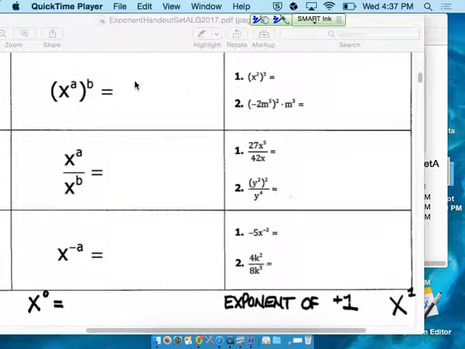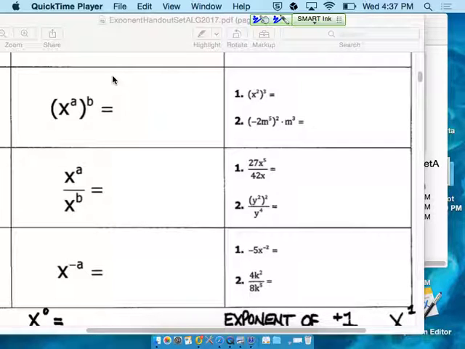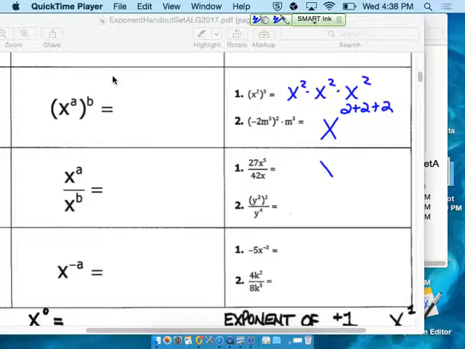So here's my example, and I'll show you why it works. This is x squared raised to the third. So this is really x squared times x squared times x squared, 3 times. Because remember, the exponent tells you how many times you're going to multiply that base times itself. If I present this written out in this manner, then it's easy to see that I would write the base one time, and then I would use the first exponent property, which becomes x raised to the power of 6.